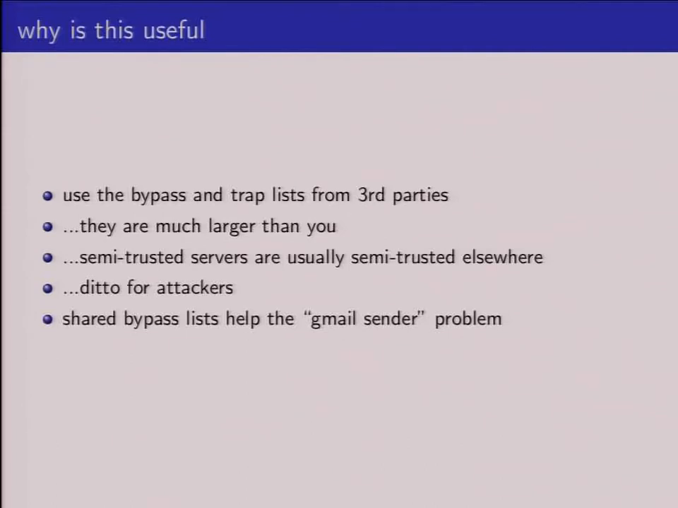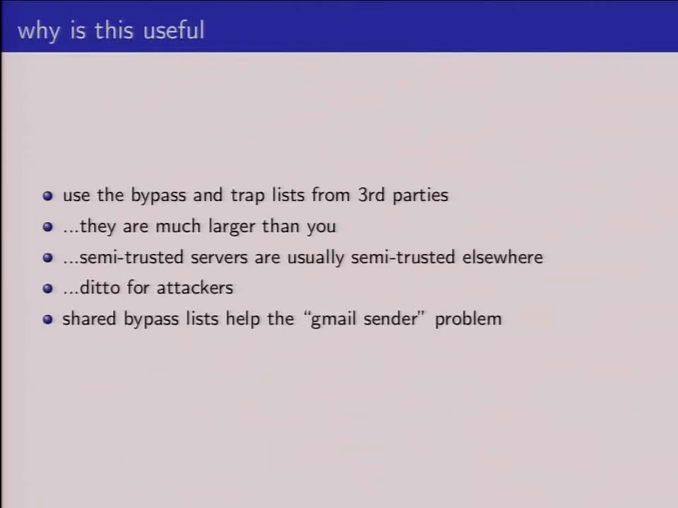So why is this a useful thing to do? Larger organizations have more emails. This way you can use the information that they've generated to help protect your network, either from people who are knowingly spamming them. If they're spamming large organizations, they're likely also to try and spam you at some point. Same thing with the semi-trusted servers. If they're reasonably good enough to get through their lists, then they're probably also reasonably good for you as well.